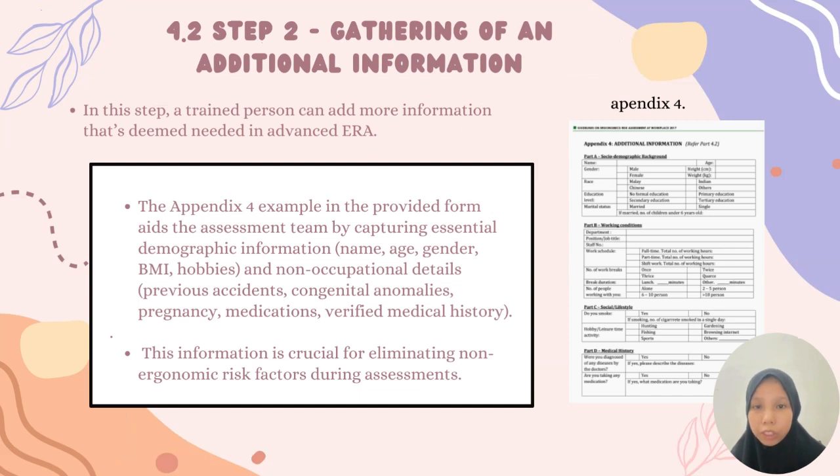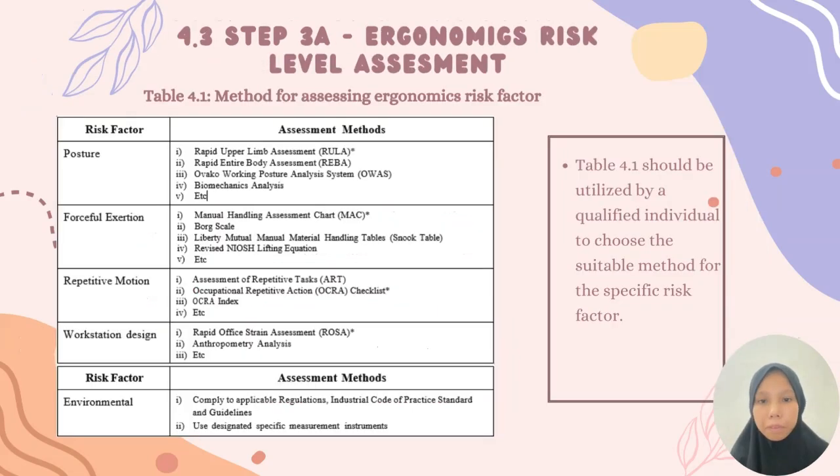In step 2, which is gathering of additional information, a trained person can add more information than needed in advanced ERA. For example, in this appendix 4, it provided form by capturing essential demographic info such as name, gender, and non-occupational details. Next step, step 3A, ergonomic risk level assessment. In this table, it shows the example of method for assessing ergonomic risk factor.